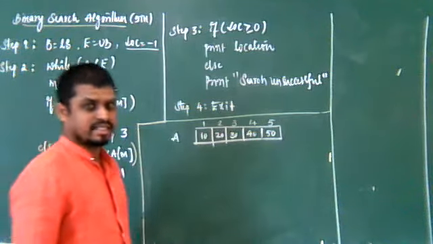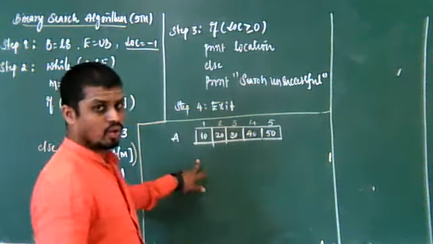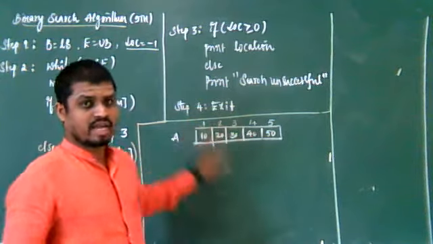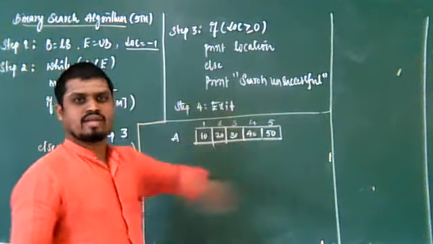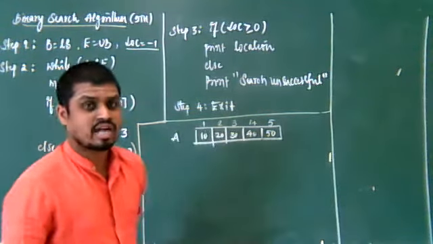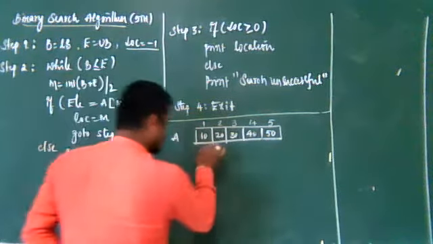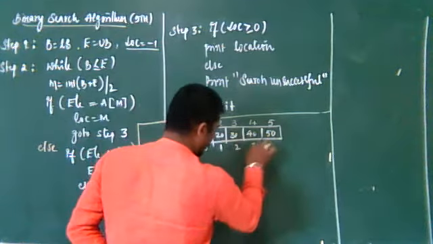Already we have calculated, yes or no? UB minus LB plus 1. 1, 2, 3, 4, 5. There are 5 values, so the length will be 5. But array execution starts from 0: 0, 1, 2, 3, 4.